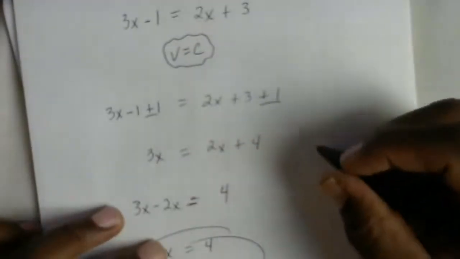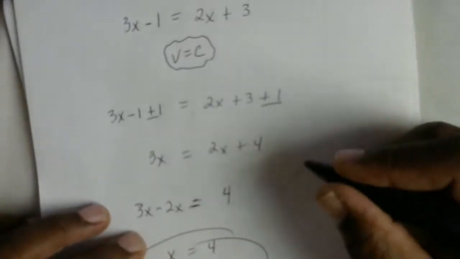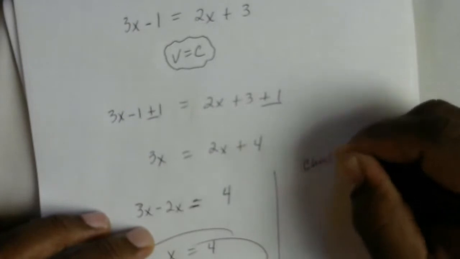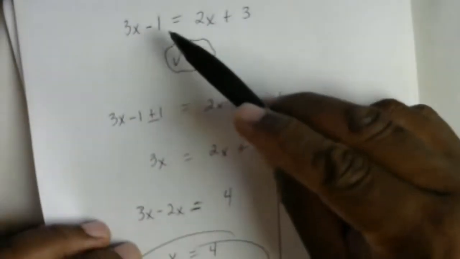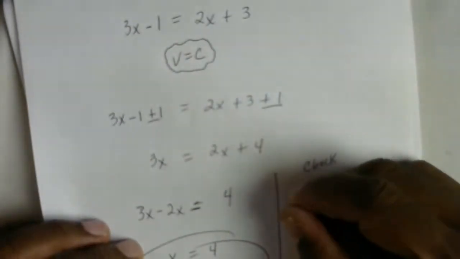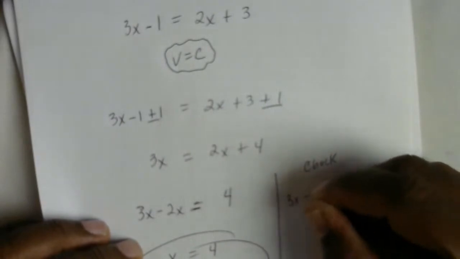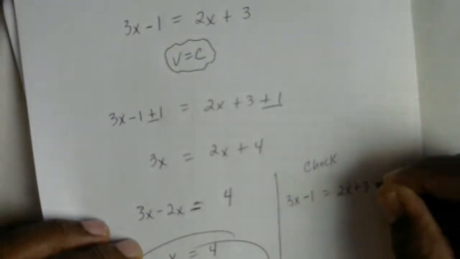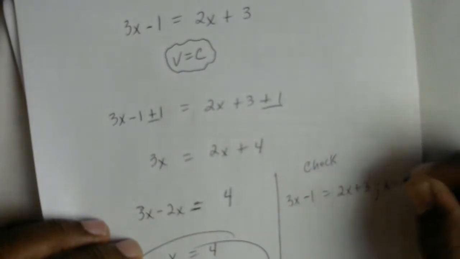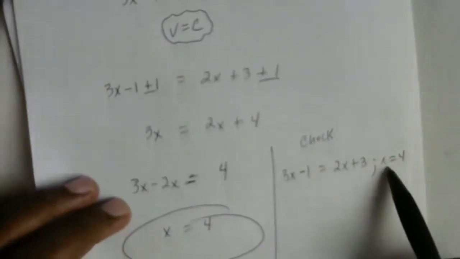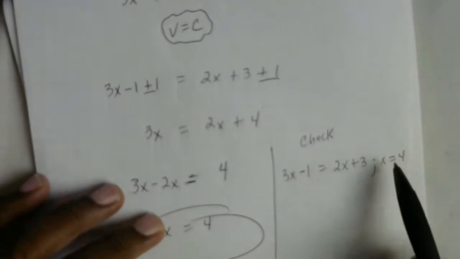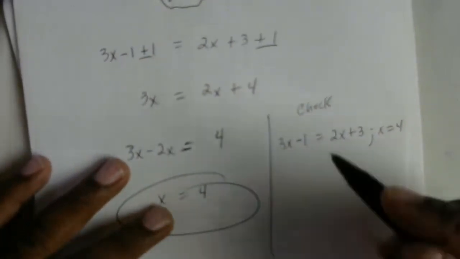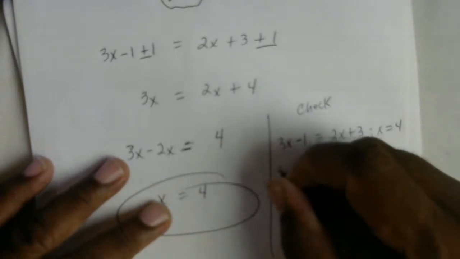All right, now here's how you check, and checking is optional, but just to show the check step. In order to check, I want to go back to my original equation, which is 3x minus 1 is equal to 2x plus 3. And I want to substitute x for 4. So is 4 the magic number that makes both sides equal? Well, I'm going to substitute x for 4.